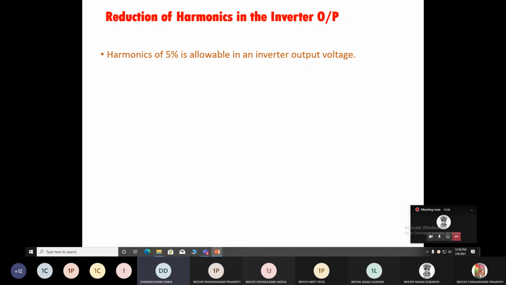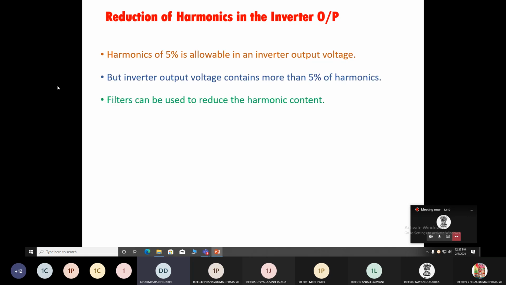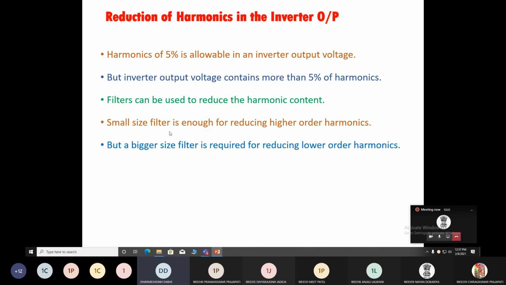But the problem is with the size of the filter. So except the filter, how can we reduce the harmonic? That we discuss in this topic. Without the filter circuit, how can we reduce the harmonic? So this is the theory that harmonic is allowed only 5%, but the inverter contains more than 5%. So without a filter, you can use another method to reduce this harmonic.